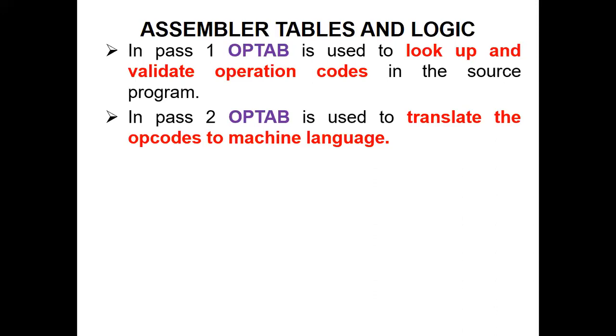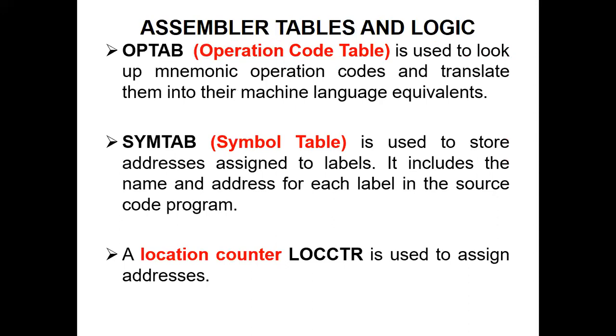Okay. So during pass 1, we will need. Network was open. Come again. That slide. So what is not clear here? From SYM tab, from the symbol table.